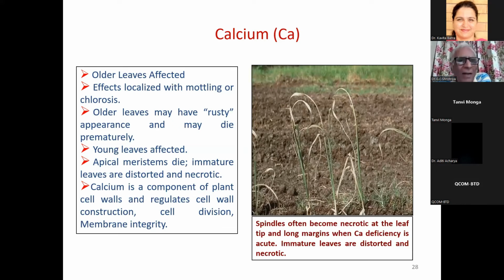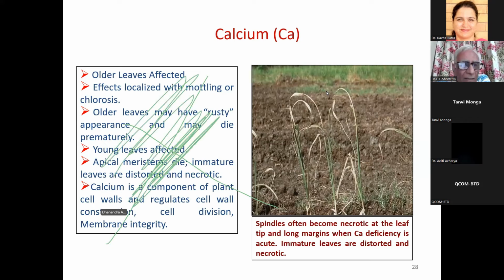The calcium deficiency is also on the older leaves. This mottling type is there, a rusty appearance in the older leaves, and the spindles may become necrotic. So this top of the plant is affected because of calcium deficiency. Some of the soils which are sodic in nature, then the calcium deficiency might be there because of the sodium. So, okay, next.